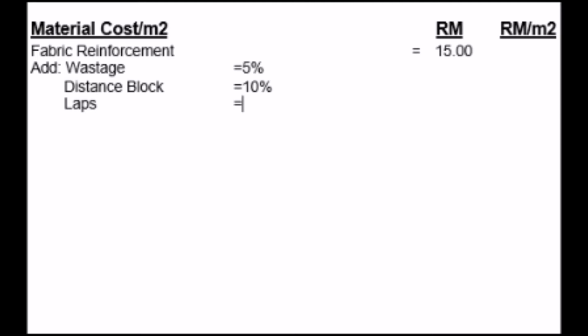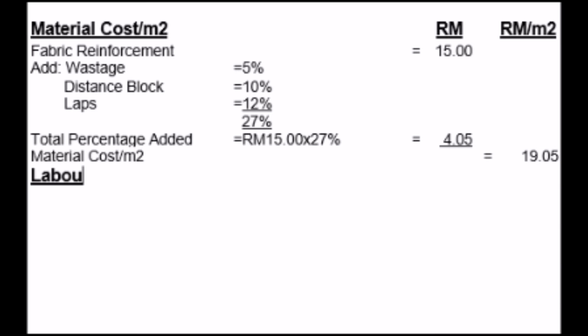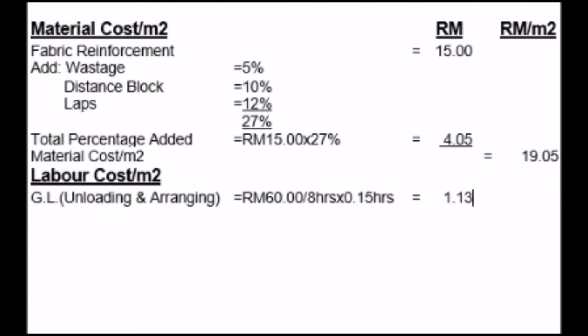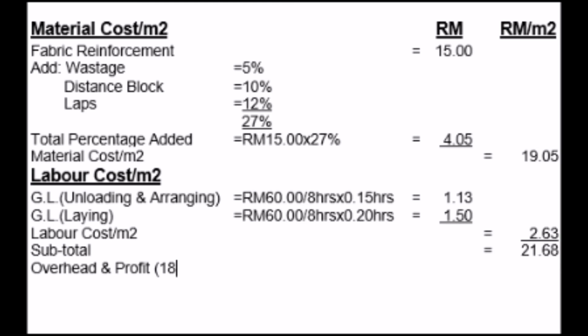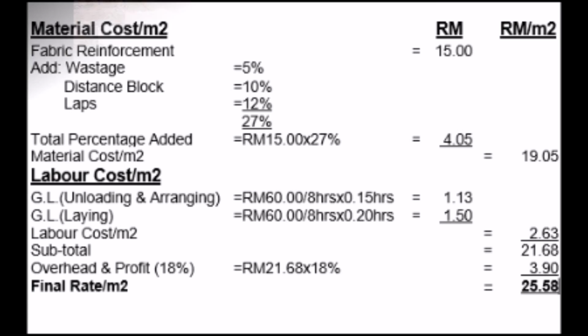First of all, we require the material cost, which is first of all the fabric reinforcement. Then we add the wastage, distance, block and lapse, which is 5, 10 and 12%. Then we get the total material cost is 9 ringgit and 05 cents. For the labor cost, we require one general labor for unloading and arranging, and also a general labor for laying. Then we add up the material and labor cost, which is 21 ringgit and 68 cents. Then we add 18% overhead and profit, and the final rate would be 25 ringgit and 58 cents.